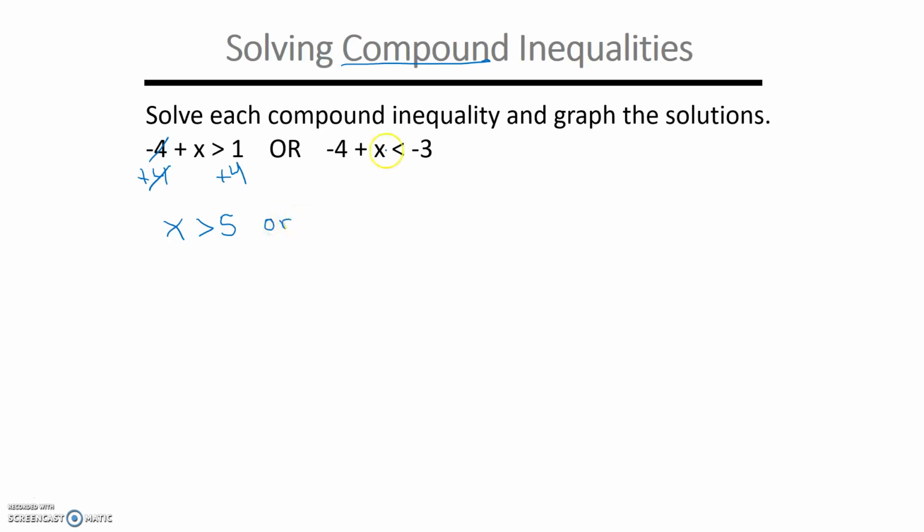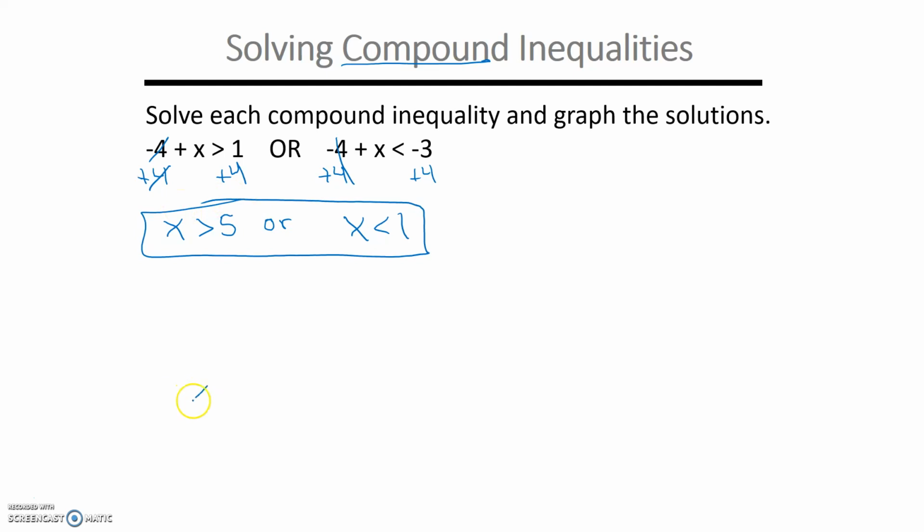Or, if I scoot over here to the other side, the way I get rid of this negative 4 again is to say plus 4 to both sides. Plus 4 cancels out. I have x is less than negative 3 plus 4, which is 1. Okay, so here are my two constraints. And again, I can't really join these. It's one or the other. So again, this would be my solution right there.